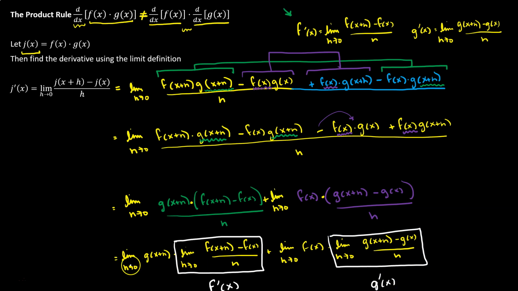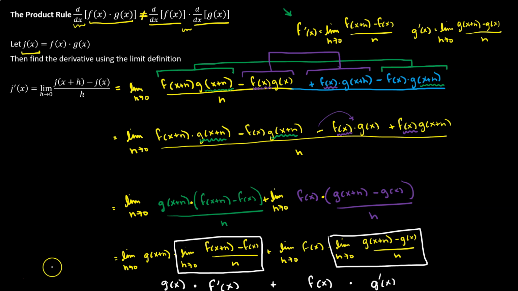We have the limit of h going to 0 of g of x plus h. If we let h go to 0, that actually looks more like g of x, and that is multiplying to that f prime. And then in the second one over here, we have the limit as h goes to 0 of f of x. And there's not even an h in there for us to worry about. So as h turns into 0, that still looks like f of x, which is multiplying to the g prime. And this is what the true product rule says.